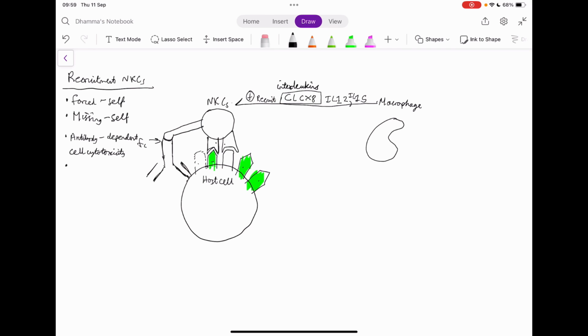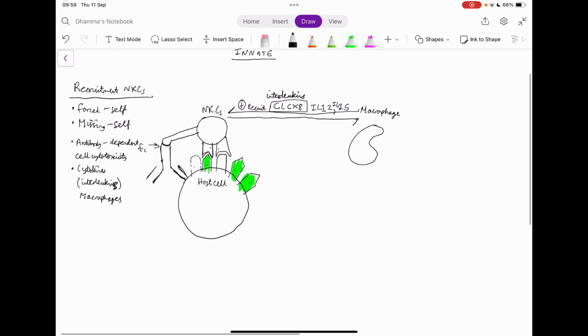So I can say in our list cytokines, interleukins from macrophages. And as I will come to in a moment, this is a mutual relationship because NKCs reinforce macrophages too among their actions. So let's move on to their actions. Why do we need NKCs at the site of infection? Well, they have two roles.